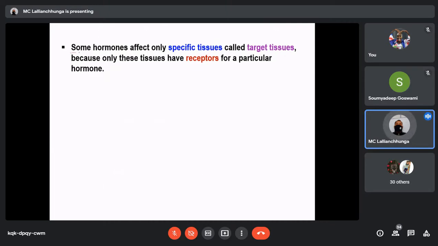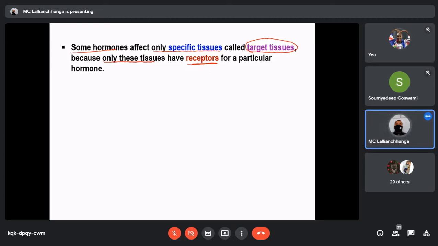Some hormones, on the other hand, affect only specific tissues. That is what we call the target tissues, target cells, because only these tissues have receptors for a particular hormone. It is just opposite to the previous one. For example, some hormones have receptors in specific tissues only, not in all the tissues. That is why we call those organ or tissue the target tissue or organ.